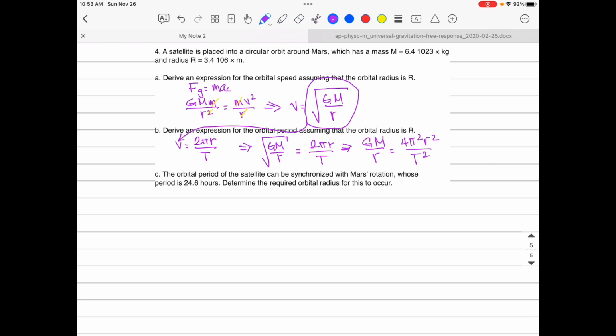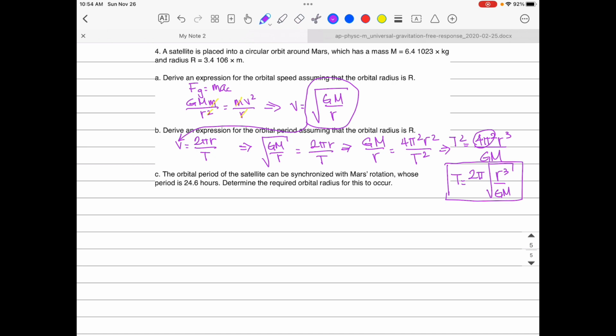And then I'm going to bring the T squared out on its own. So T squared is equal to, and then I'm going to bring this r to the r squared to get r cubed, and then GM at the bottom. And then we're going to take the square root of everything. I have some squared values here that I can pull out, and then I've got r cubed over GM as our equation for the orbital period.